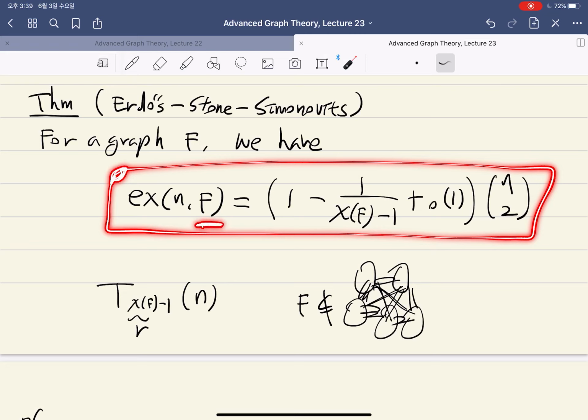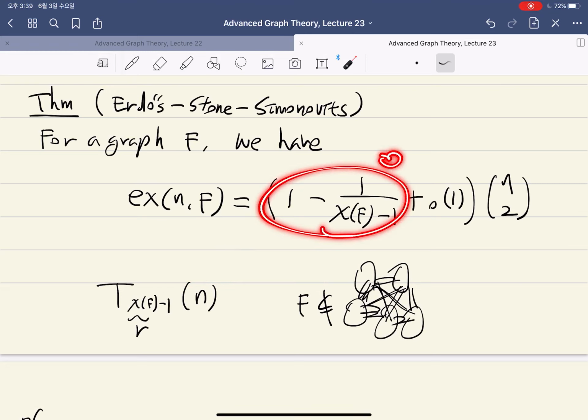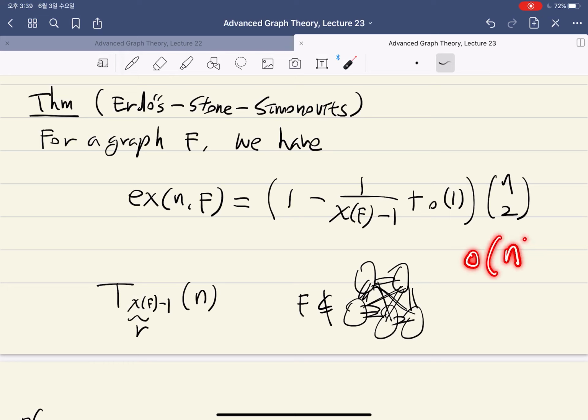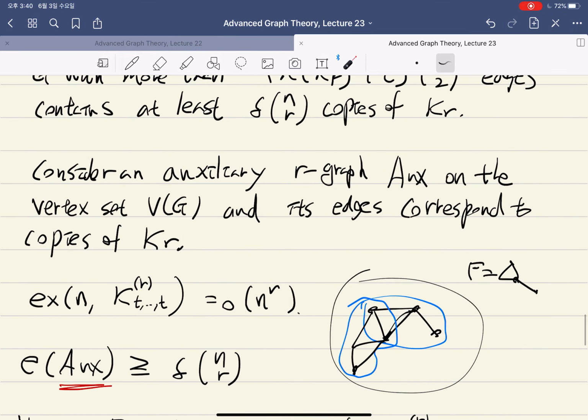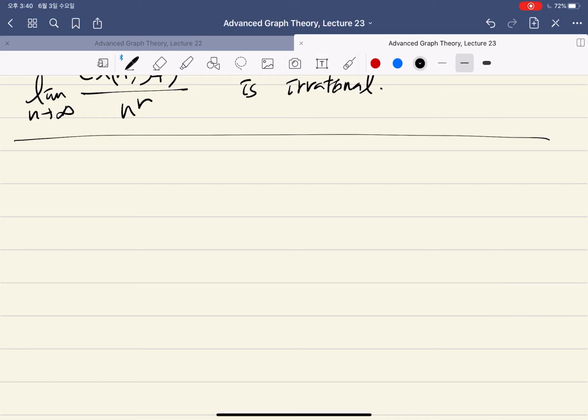However, one catch is that here, if the chromatic number of F is 2, meaning that this is a bipartite graph, then this entire part becomes 0. This only gives you that the bound is subquadratic, which doesn't really determine the asymptotic of this.